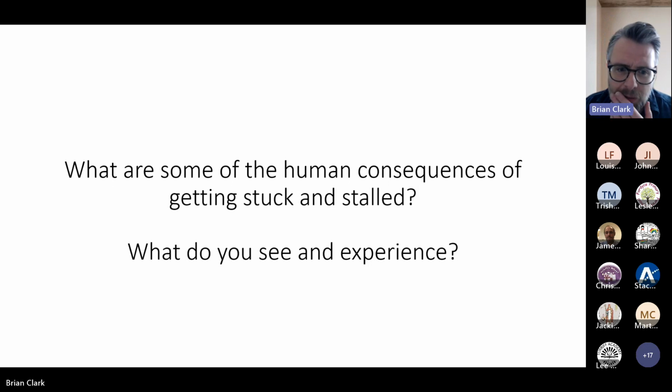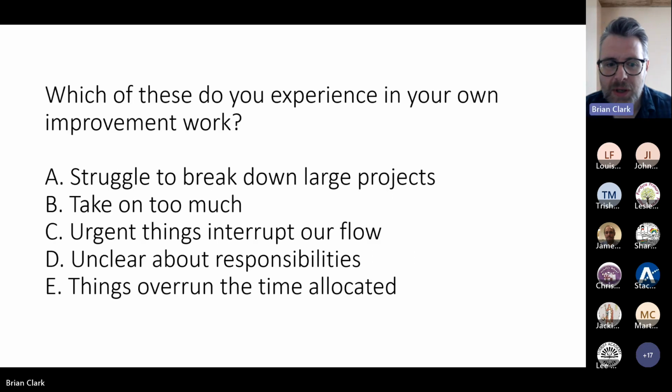So that's my last question. When you have your improvement project, you're aware of those problems and challenges. We know if we don't do it right, our staff and us get deflated. So you think, what's the cause of all that? Simon Breakspear suggested there are 5 things that get in the way of our improvement work when we do it traditionally, listed on the screen, A to E. You struggle to break down a big project, we take on too much, things interrupt our flow, it becomes unclear who's doing what and what my responsibilities are, and then things overrun and we lose time.